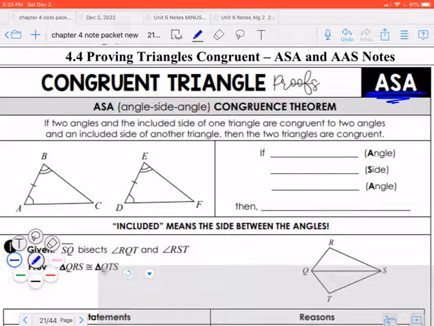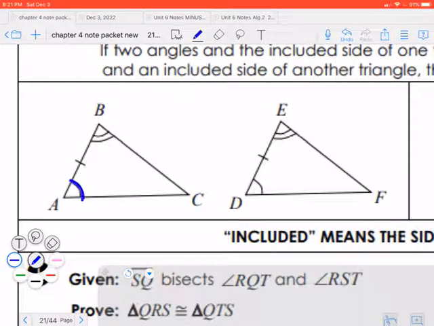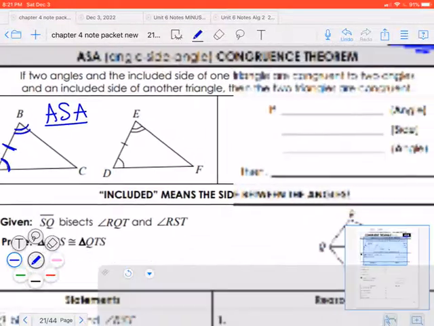If two angles and the included side of one triangle are congruent to two angles and the included side of another triangle, then the two triangles are congruent. So here we can see the picture. The deal is it has to be two angles where that side is in between. That's why we call it angle, side, angle. It has to go in that order. Angle, side, and then angle. Just like ASA.